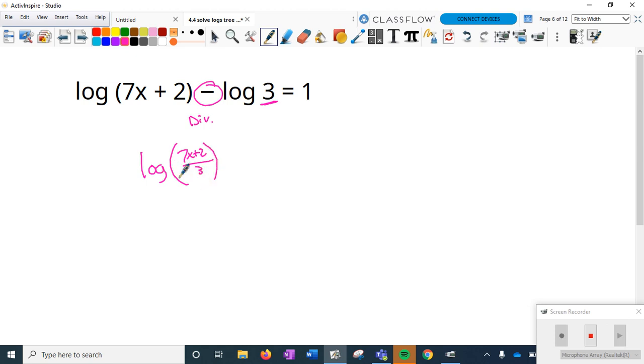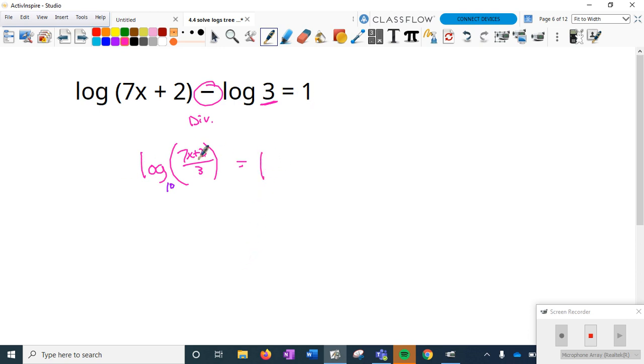Now remember, if there is no base, it's understood to be base 10. That's going to be important to us here in a minute. That's something you're going to have to remember as we're doing this. You look at that base. That base is important. And then this side doesn't have log on it, so I can't do anything with it. It's just a 1.